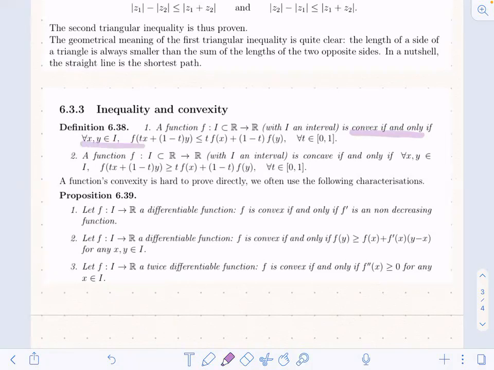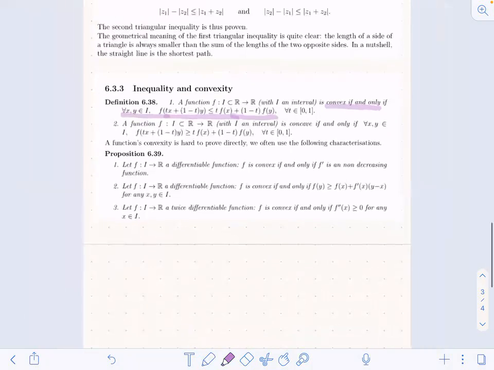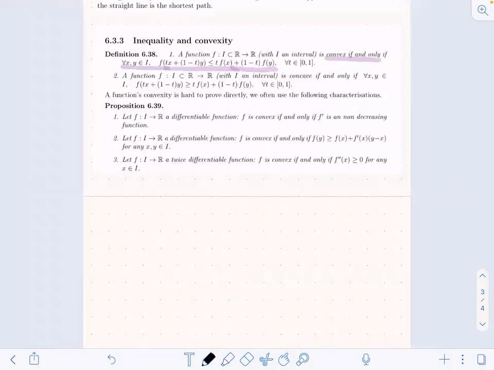If you take any two points x and y on your interval, the value of your function at the point t x plus (1 minus t) y is smaller than t times f of x plus (1 minus t) times f of y. Now, the easiest way to see what this means, because it's quite a visual property, is to have a look at the graph of functions.